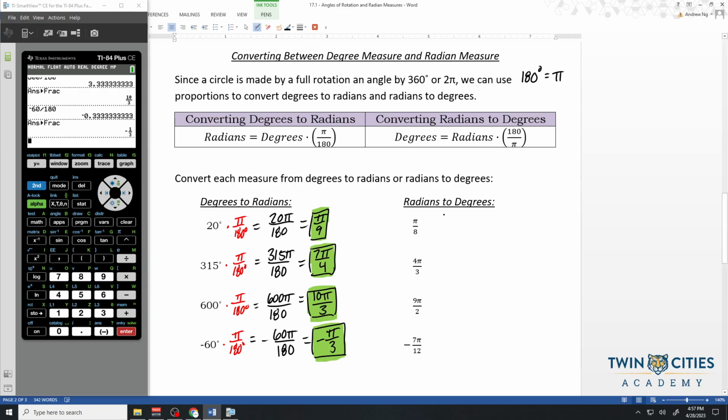Now let's do radians to degrees. For radians to degrees, instead of pi over 180, I'll be multiplying by 180 over pi. So let's do that to all of these. For every single one of these, I'm going to multiply by 180 degrees over pi.